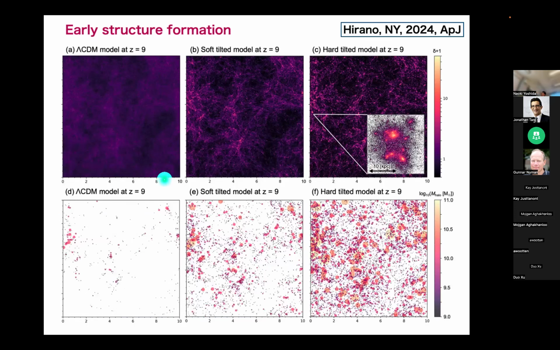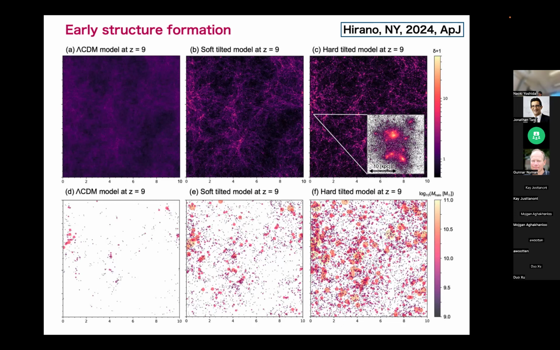This is the structure of the standard model, and at redshift 9, we don't really see anything like this. There are only a few objects. If we plot the galaxy abundance, it's more obvious. But if we put in a slight or strong tilt, the structure formation accelerates, and we even find clumpy galaxies already at redshift 9, just like we may observe in recent JWST observations.